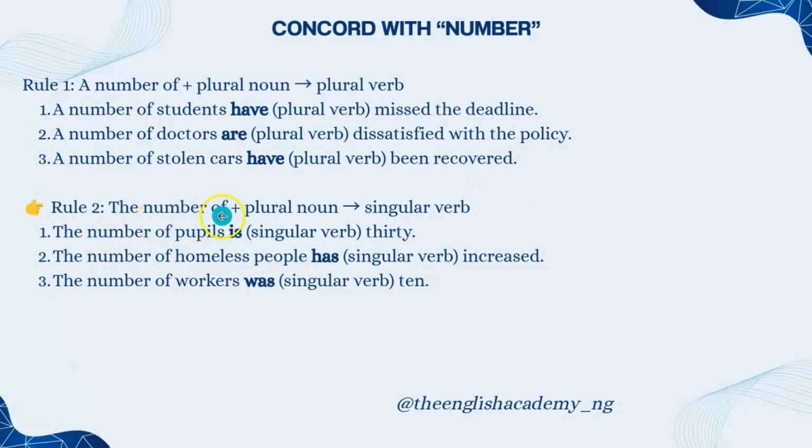But the number of, even despite the fact that a plural noun follows, you must use a singular verb. So safe to say, a number of goes with a plural verb, while the number of goes with a singular verb. The number of students, the number of pupils is 30. The number of homeless people has increased. The number of workers was 10.